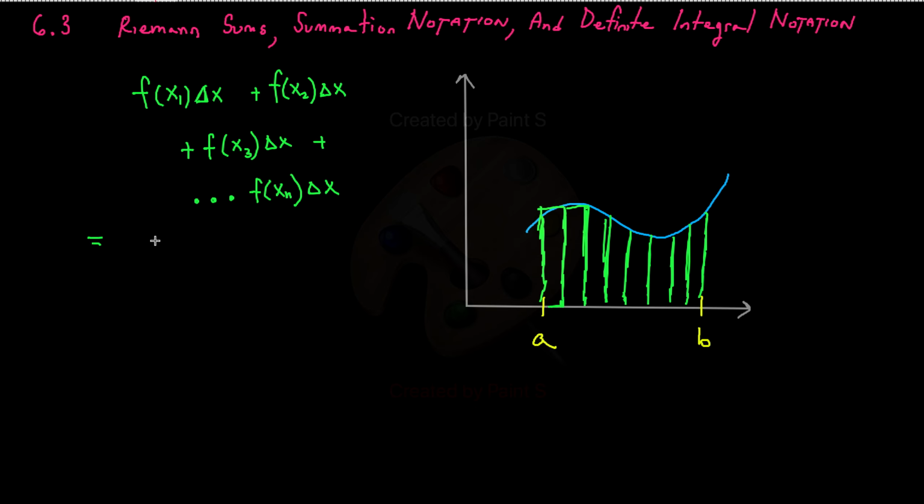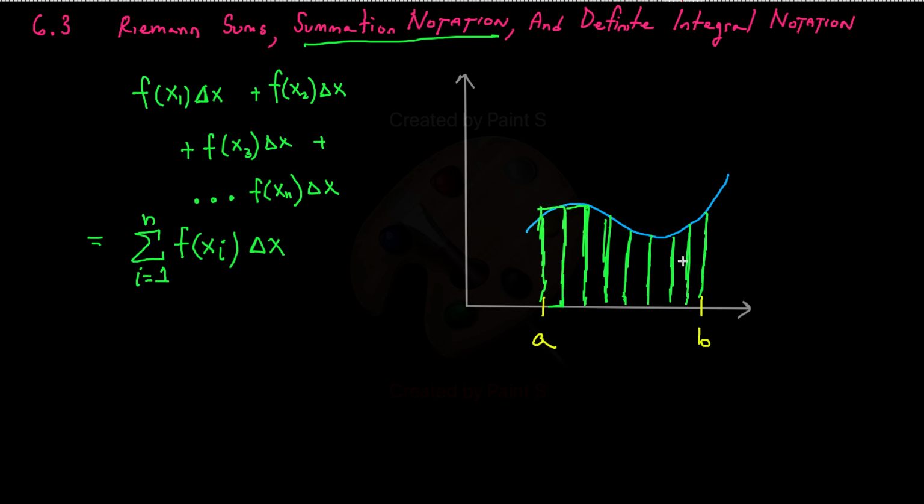And to write this as a sum, i starts off as 1, and it goes all the way to n of f of x sub i, because i is changing from 1 to n, times delta x. And that is just a way to rewrite this sum, right? Because what does i start off as? i starts off as 1, and then it goes to 2, 3, 4, 5, all the way up to n. That's just summation notation.